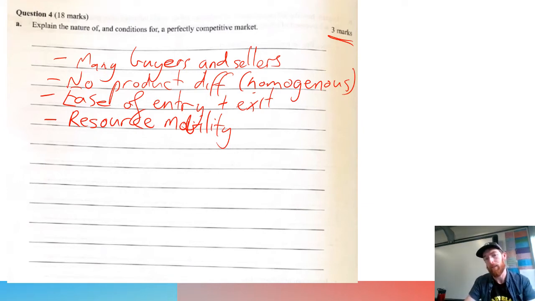There was only 3 marks. I'm assuming that VCA wanted 3 with a little bit of detail about each, but who knows? Maybe they'll accept 2. Maybe they want all 4. I'm assuming 3 though. 3 makes sense. Nature of a perfectly competitive market, a situation where there are many buyers and sellers, no product differentiation, ease of entry and exit, and resource mobility. So that one hopefully wasn't that bad, because you would have really specifically gone through that in class.